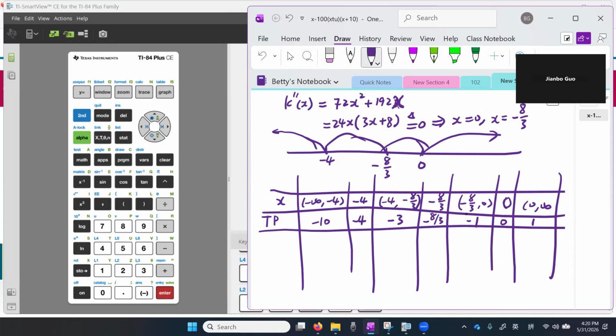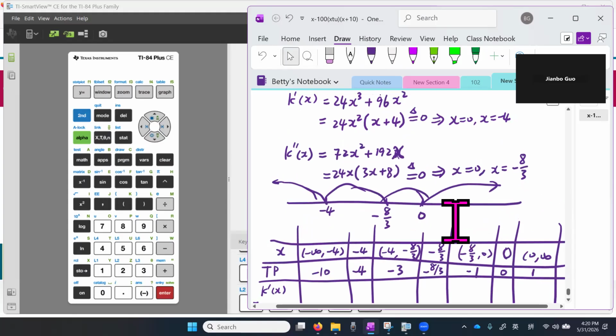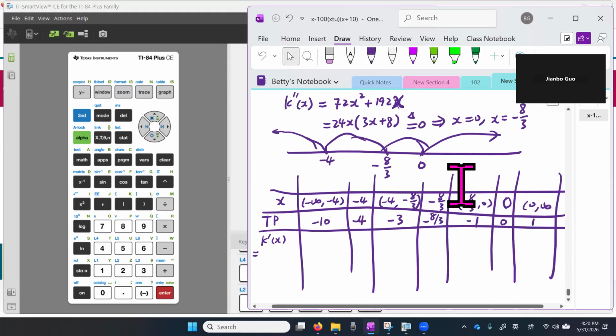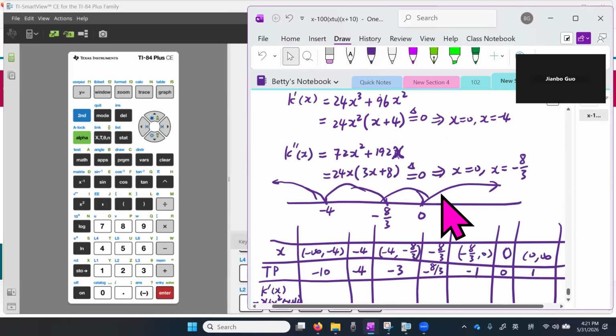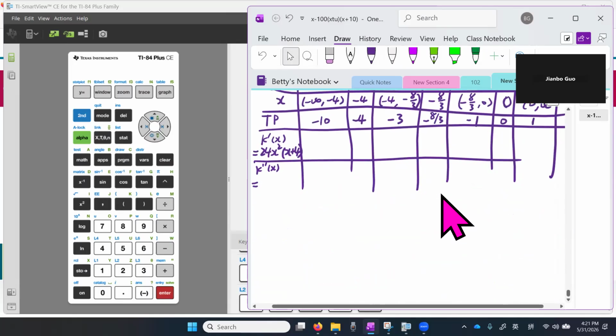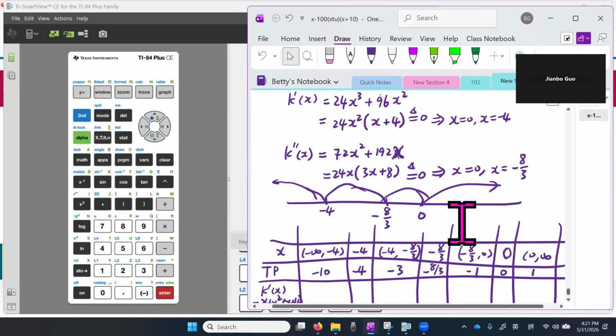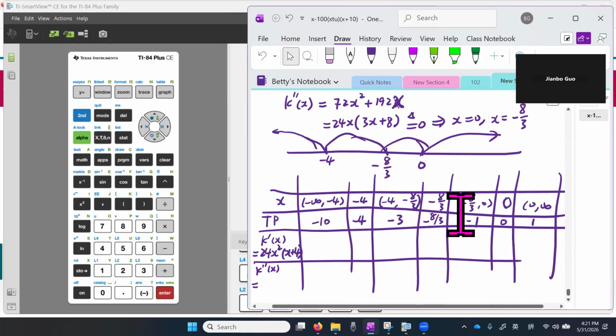And then we're going to have K prime here, which is 24x squared times x plus 4. And the second derivative, K double prime, is 24x times 3x plus 8.